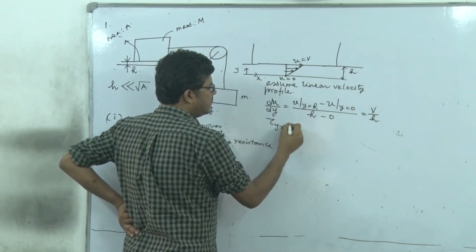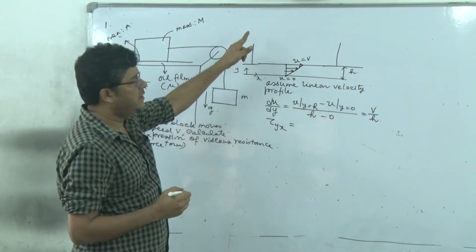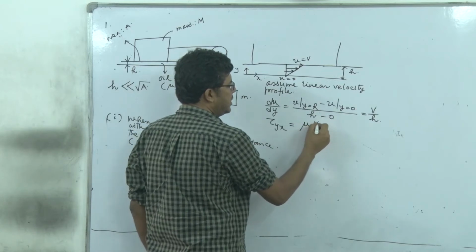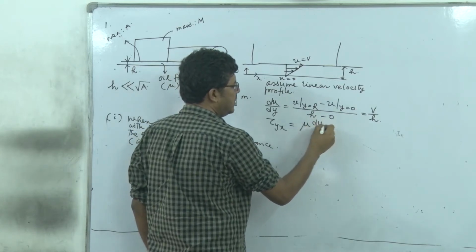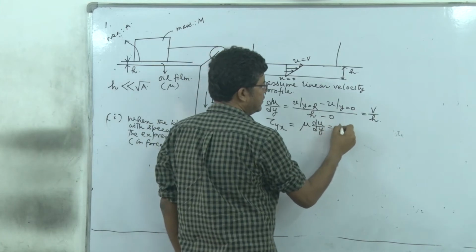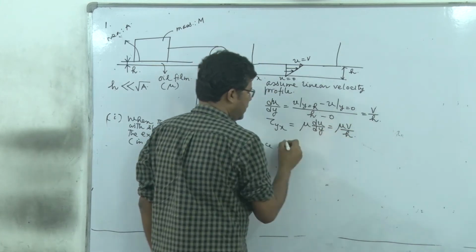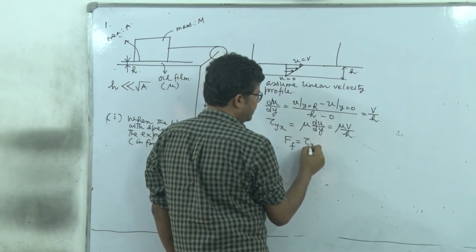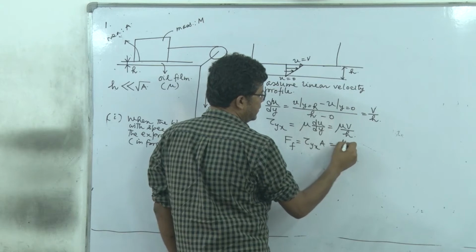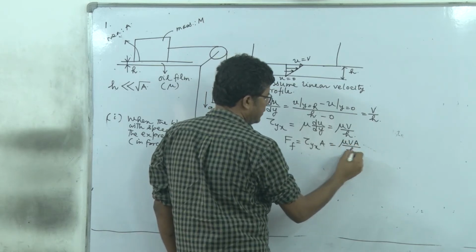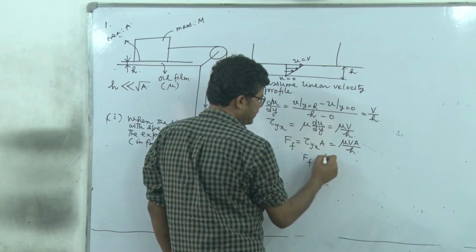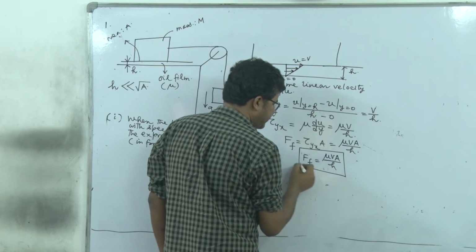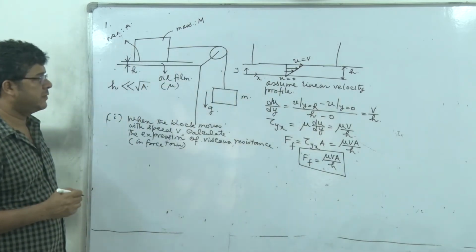So tau yx, the shear stress, where y is the direction of area and x is the direction of force, is equal to mu into du/dy. Essentially it is mu v by h. So Ff, the frictional force, is tau yx into area, that is mu v A by h. So Ff, the final expression, is mu v A by h. That's the first question.